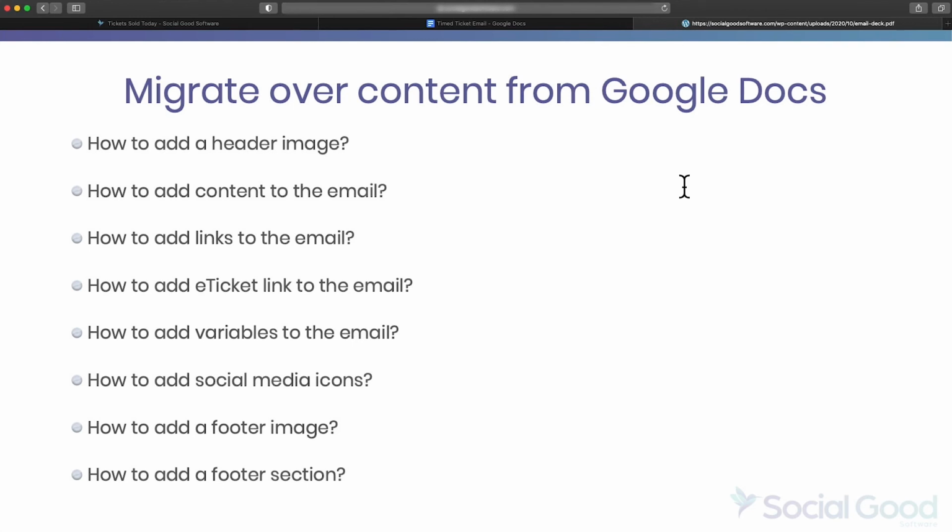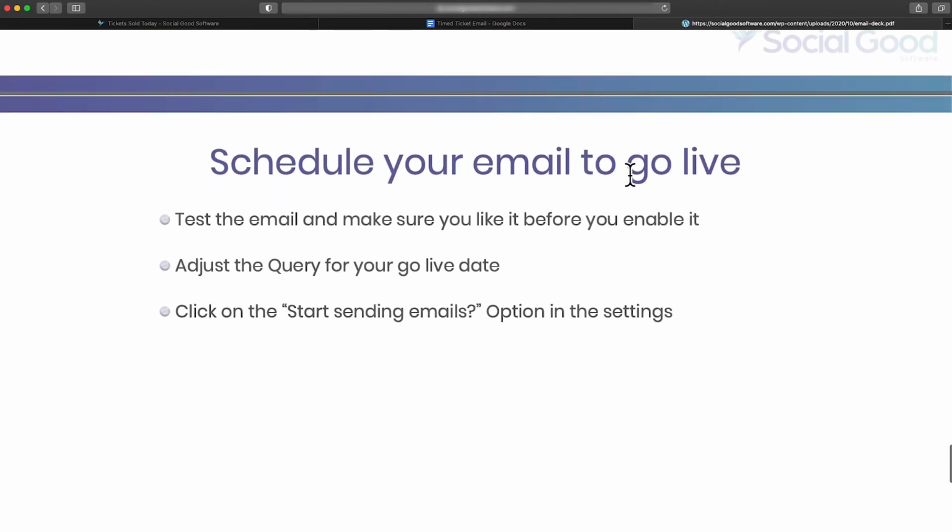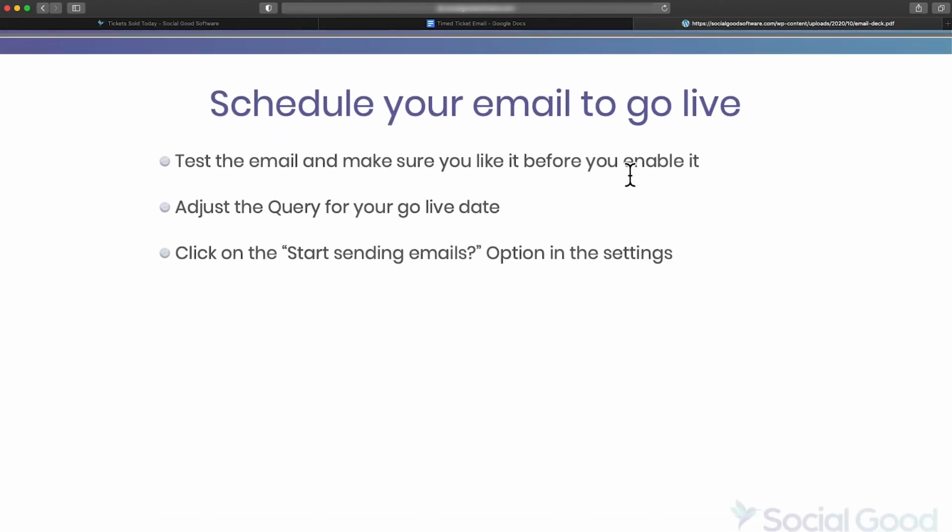Just to do a quick recap, we added a header image, we worked on our content, we added links to the email, we added an e-ticket link to the email, we added variables into the email, we added our social media icons, we didn't add a footer image, but it's the same process as the header image. And then finally we added our footer section, and we reviewed where we can update our footer section content. So let's head over to the next section, which is schedule your email to go live.